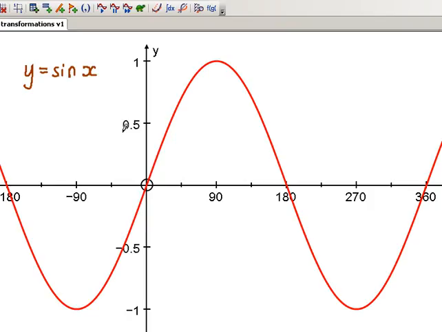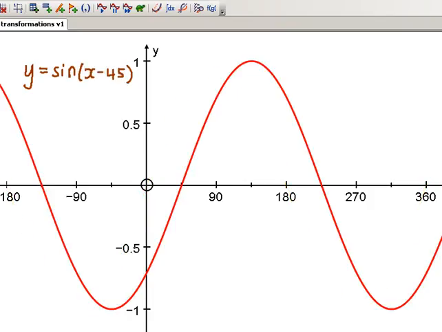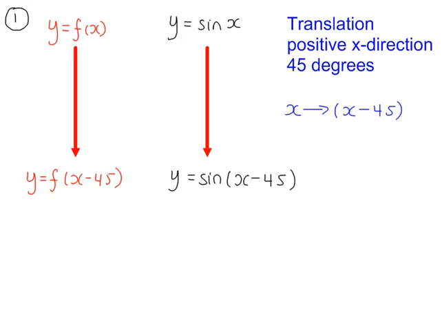The graph of y equals sine x, and we're going to move the graph to the right by 45 degrees. In function notation, y is equal to f of x becomes y is equal to f of x minus 45.